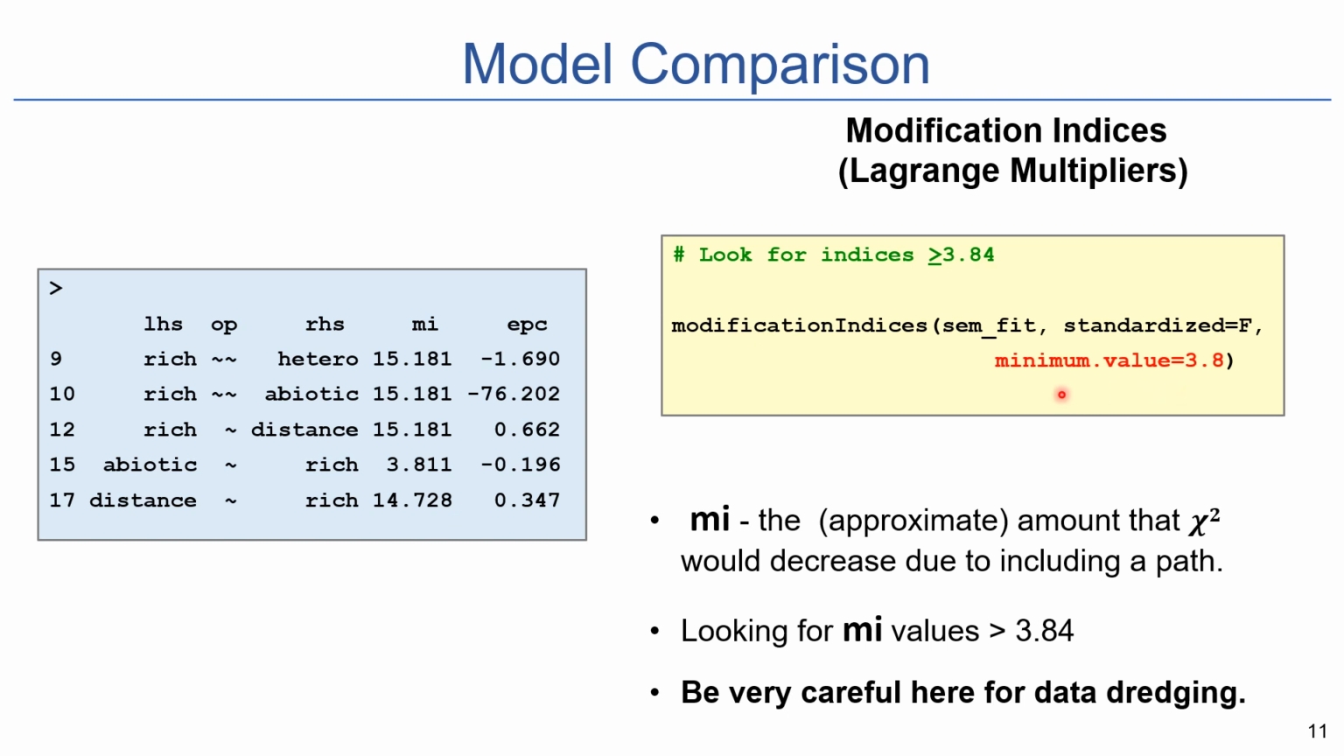Also, we can ask lavaan to show us only the values of modification indices equal to or higher than 3.8. For this, we can use the argument minimum.value equal to 3.8, let's say, in our modificationIndices function. And then you will get output where your MI values are only equal to or higher than 3.8. And again, we have to be very careful with these modification indices to be sure that we are not fishing for significant data.